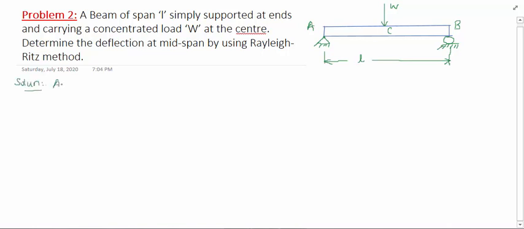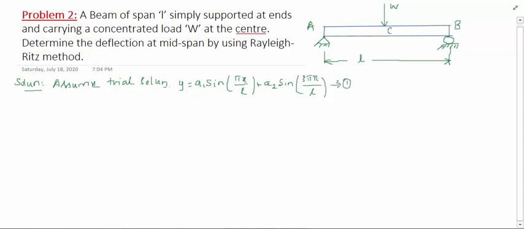For the solution, initially we have to assume a trial solution. Let us take a trigonometric function solution: y equals a1 sin(πx/L) plus a2 sin(3πx/L). That will be equation number 1.